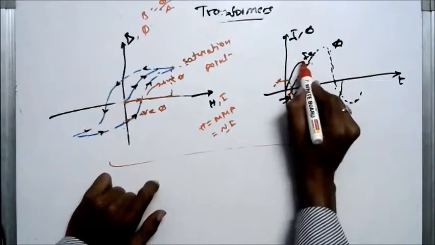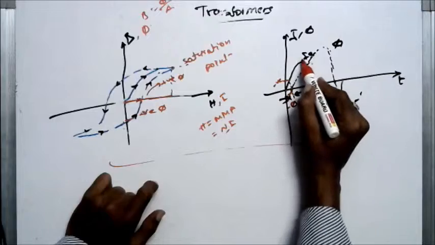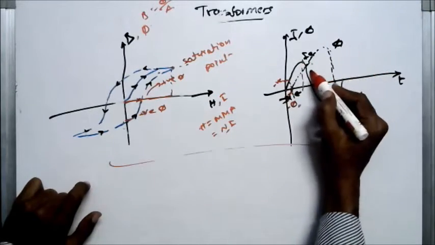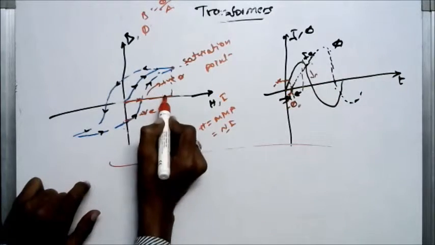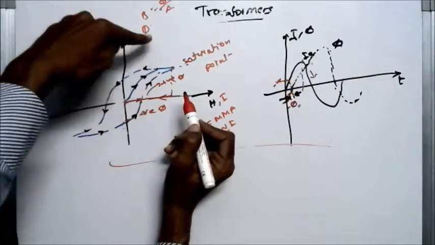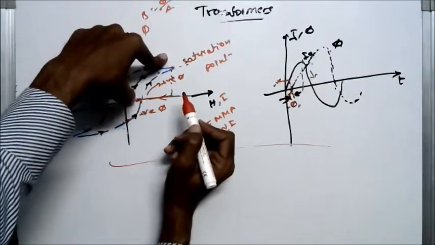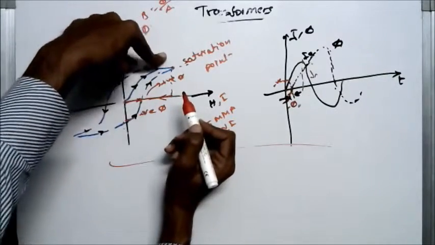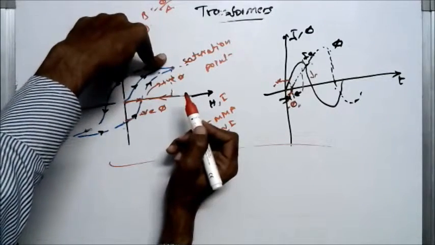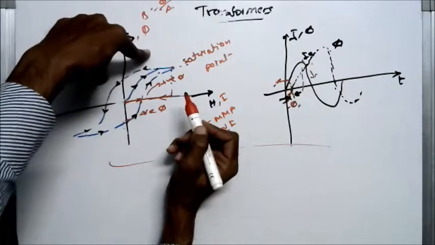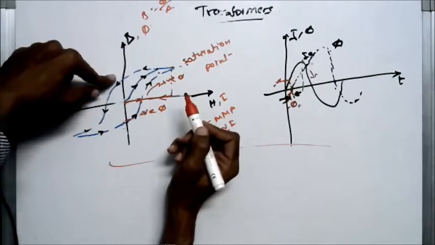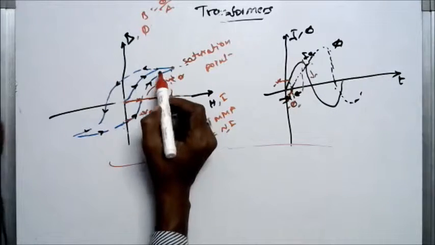Now we will decrease the current from this point, decreasing current, so we come back along this path. But phi does not follow the same path, it follows another path because of the already existing dipoles present in the core. That movement doesn't change instantaneously. That's why there will be some deviation in the path of the flux. That deviation is taken in this way.